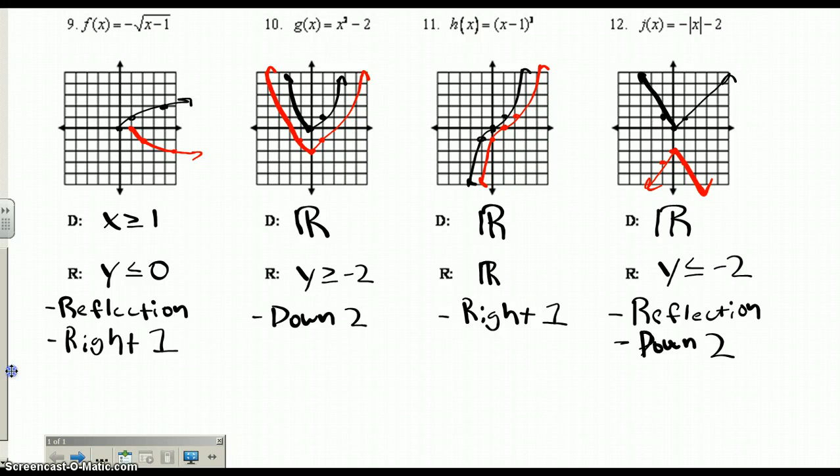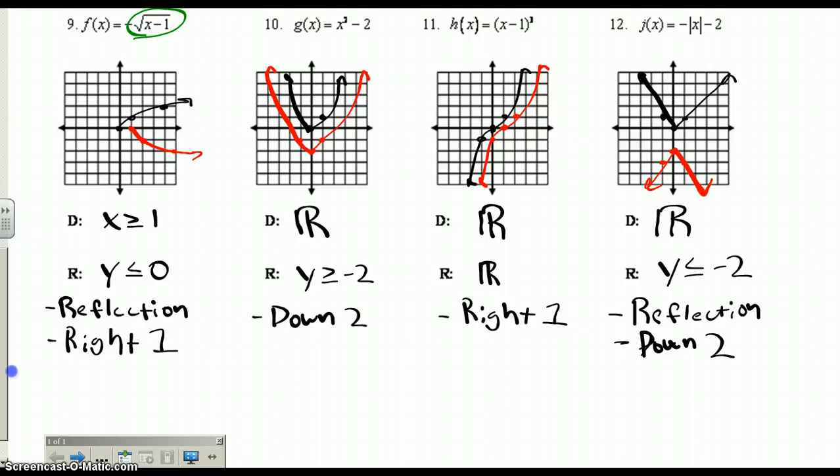Okay, one quick thing before you finish off. Remember the difference between left and right transformations compared to up and down, or horizontal and vertical. It's going to be horizontal if it's inside, in the sense that if it's inside the cubic, or inside the square, or inside the square root, or absolute value. That means left or right, and that's going to be opposite. So if you're looking at number 9, if it's a negative 1 on the inside of it, it's going to be opposite. That's why it's moving to the right one.